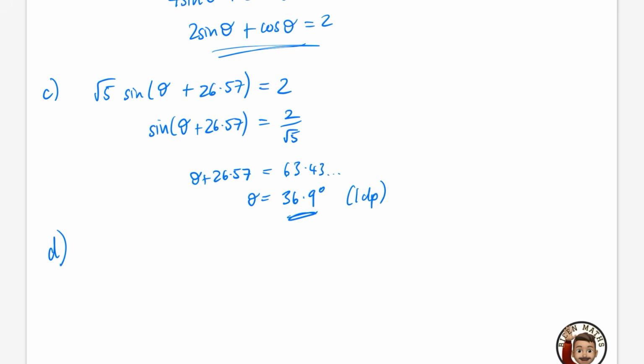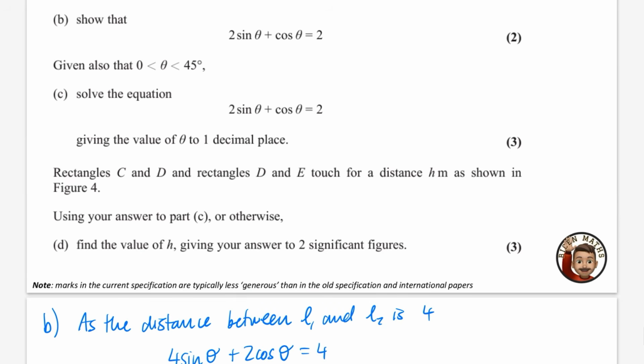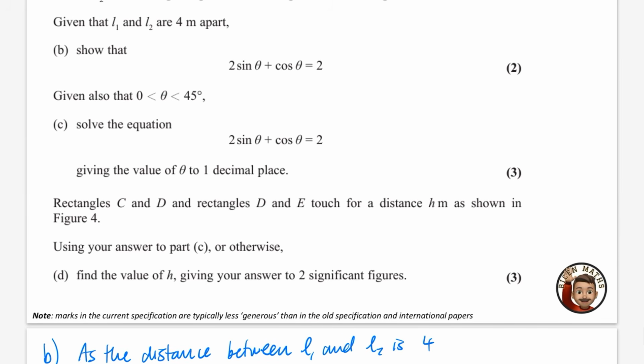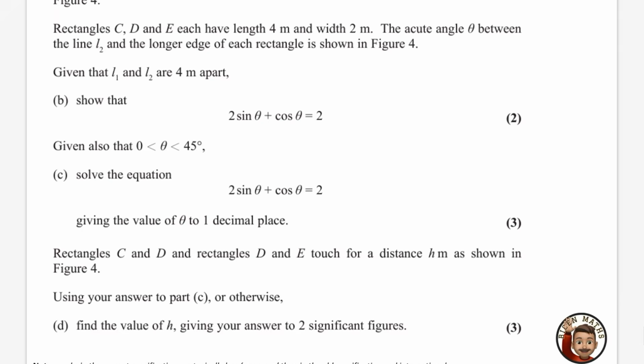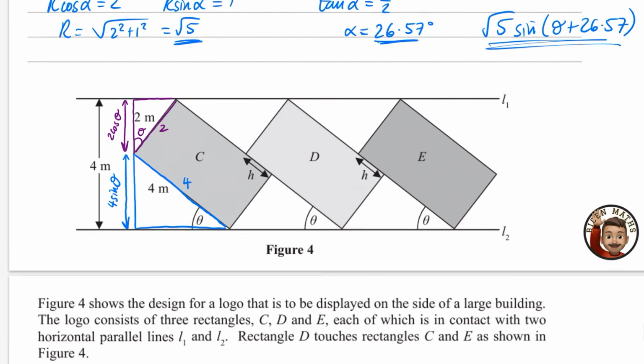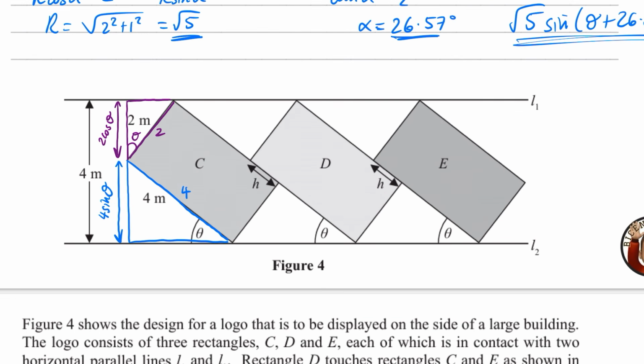And then we have this extra part of the question. It's quite a geometric question here. So rectangles C and D and E touch for a distance of h as shown in figure 4. Using your answer to part C, find the value of h, giving your answer to 2 significant figures. So we're just trying to find out now what this is that we've got right here.